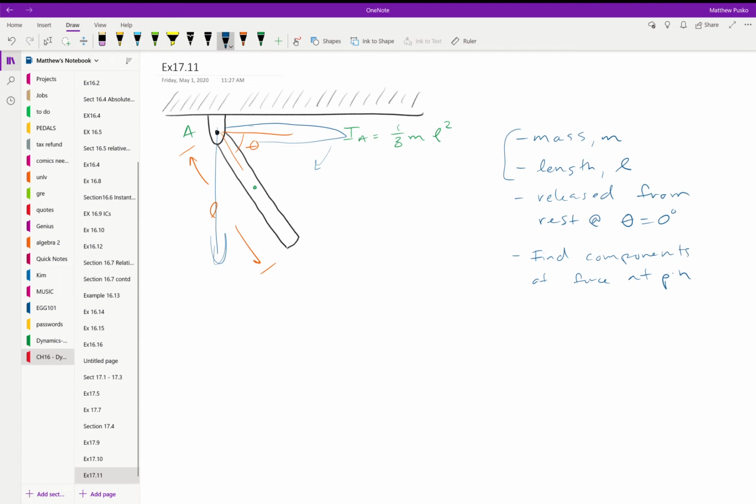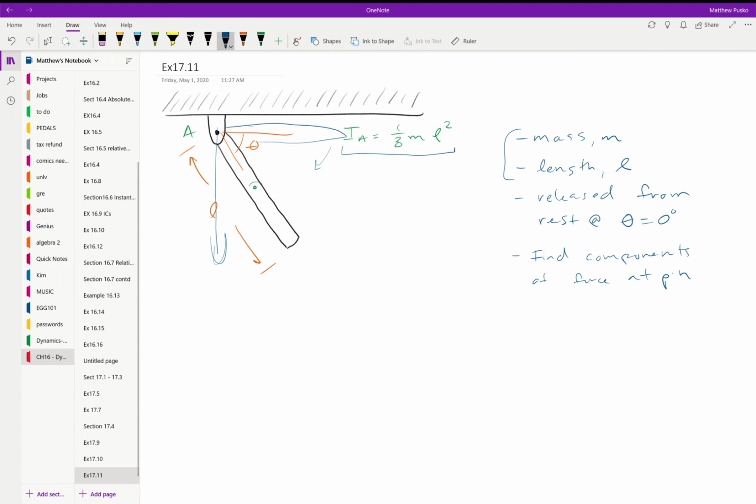For a thin slender rod being rotated from A, we know that the moment of inertia can be calculated by 1/3 ml squared. If it was about the center, it would be 1/12 ml squared. It'd be easier to rotate.